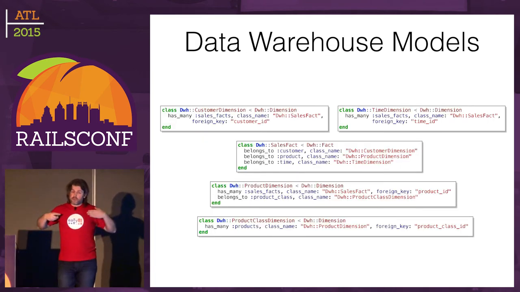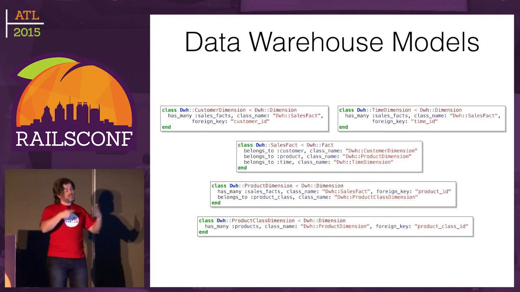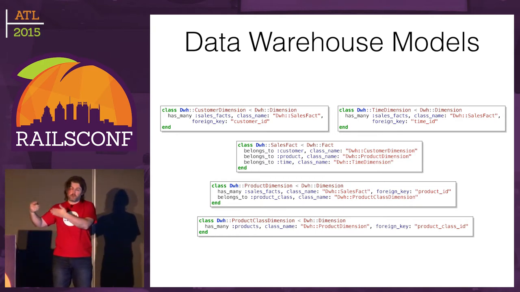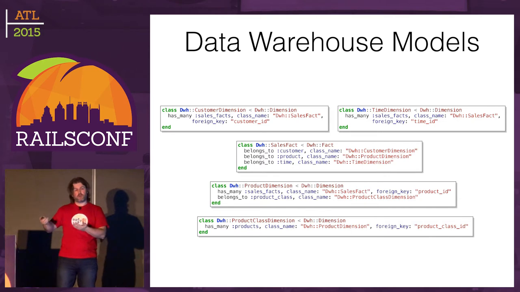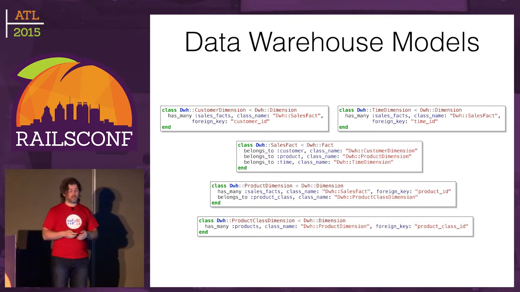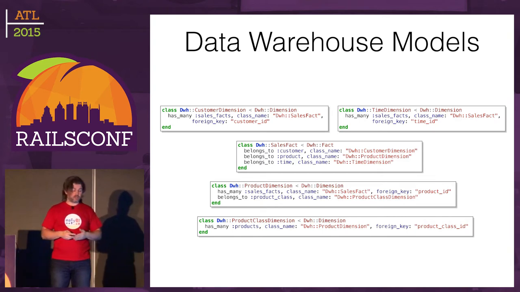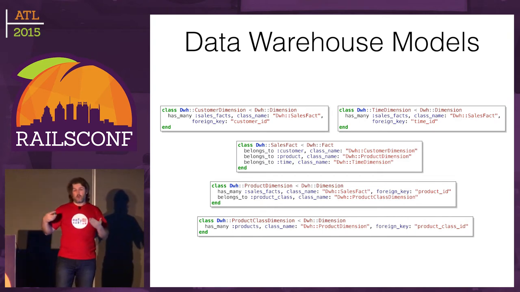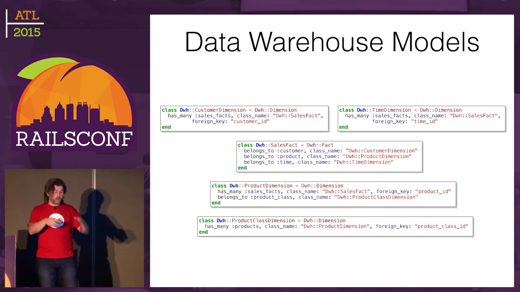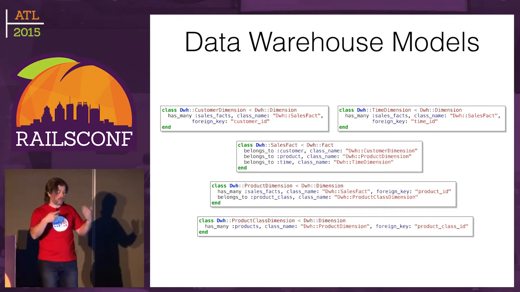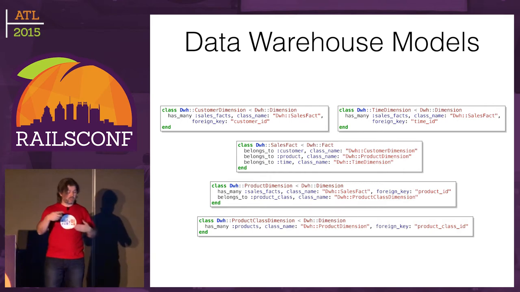So we will store these star schema in a separate database schema, or it could be even a separate database if we want, for performance reasons. And how would we manage it from our Rails application? We create corresponding Rails models on top of these fact and dimension tables. We would have sales fact, customer dimension, time dimension, product dimension, etc.